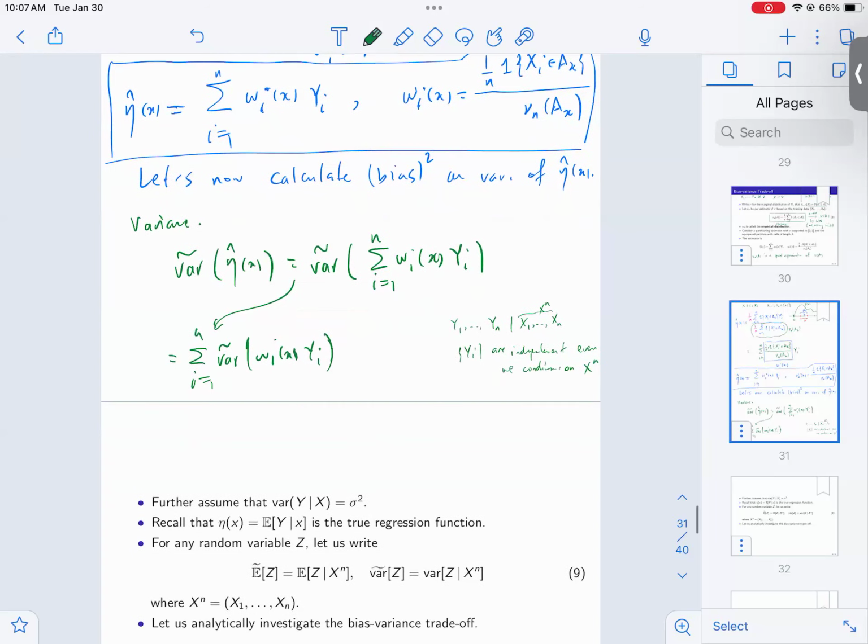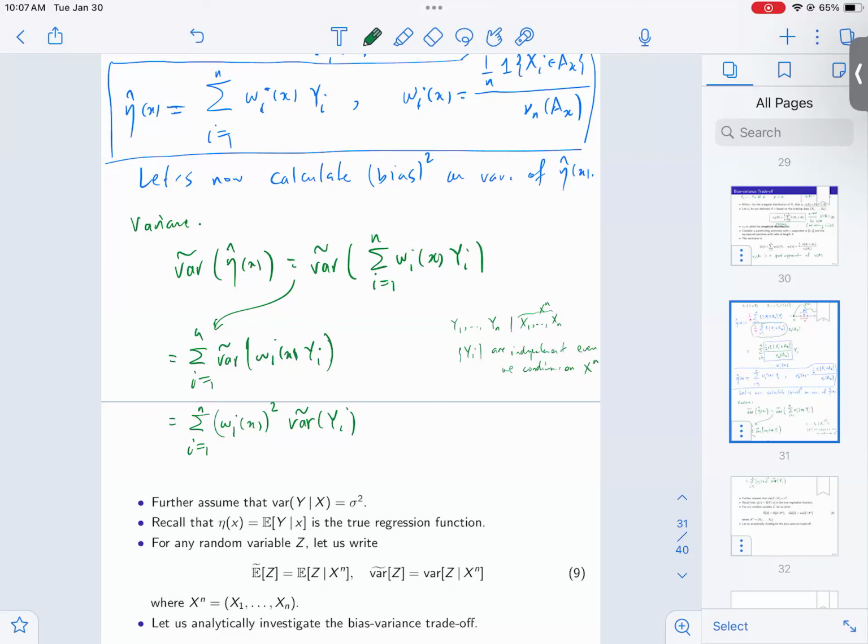So what happens when I pull them out? They come out squared because it's a variance, so I get the w_i squared, and then the variance of y_i. Okay, so this is really the variance of y_i conditional on all the training x's.